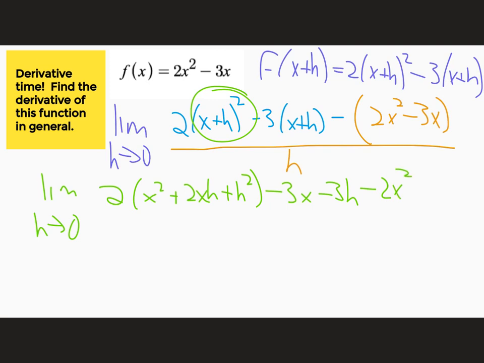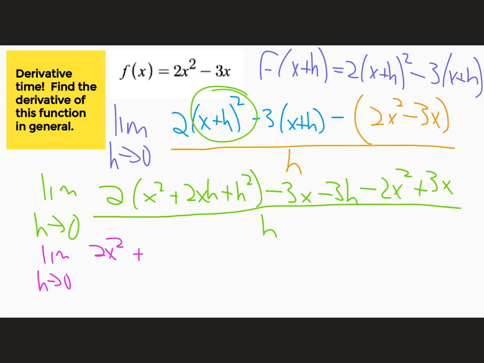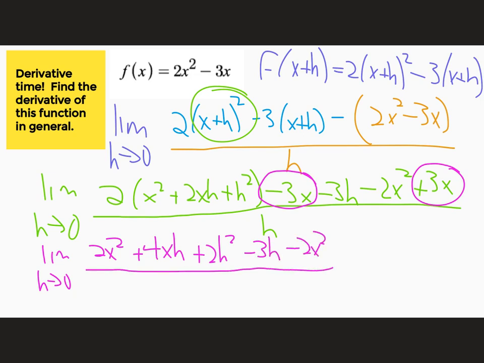Minus 2x squared minus negative, so plus 3x, all over h. Now, so we have limit as h goes to 0. We're going to have 2x squared plus 4xh plus 2h squared. Now we have a minus 3x right there and a plus 3x right there. So those cancel out. Minus 3h minus 2x squared all over h.